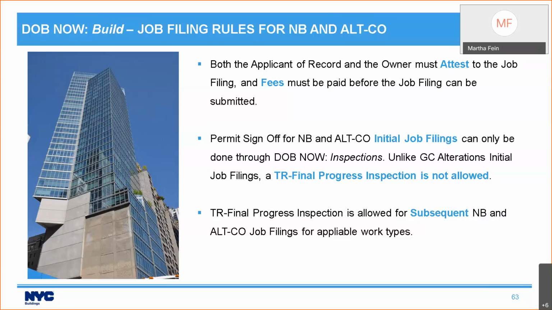Permit sign-off for those new building and Alt-CO initial job filings can only be done through DOB Now inspections. A TR final progress inspection is allowed for subsequent new building and Alt-CO job filings where the work type allows it.